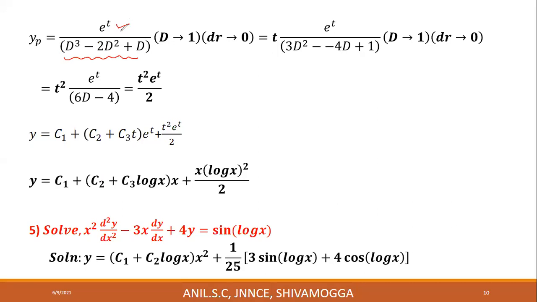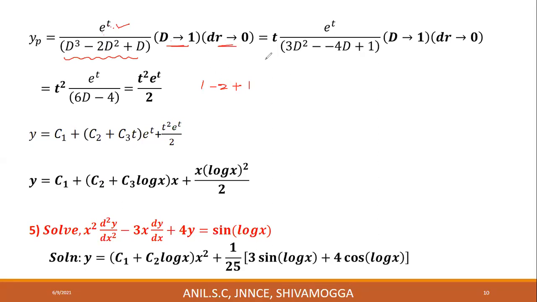Clearly it is type 1 because the numerator is exponential. Yes, correct. Type 1. Replace d by a. A is the coefficient of t. Coefficient of t is 1. What happens here in the denominator? 1 cube is 1. Minus 2 into 1 square is minus 2. Plus d is 1. Clearly this is equal to 0.